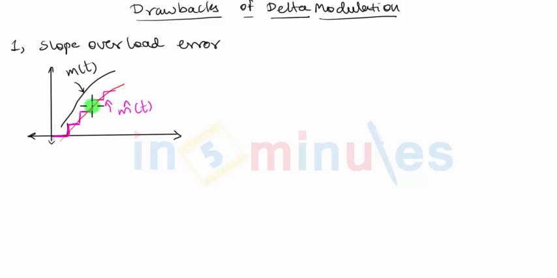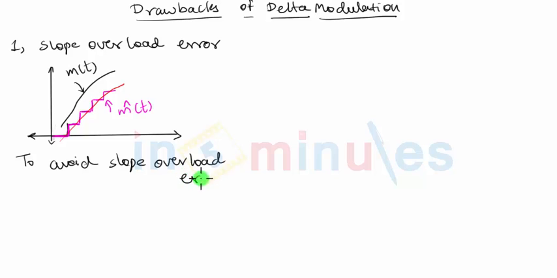This is called slope overload error because it mainly occurs when the slope of m of t is very large in its magnitude. Positive slope means m of t is increasing, negative slope means m of t is decreasing. Slope overload will take place in both the cases. So the main problem that slope overload takes place is the rate of change at which m cap t is increasing is very small compared to the rate of change at which m of t is increasing.